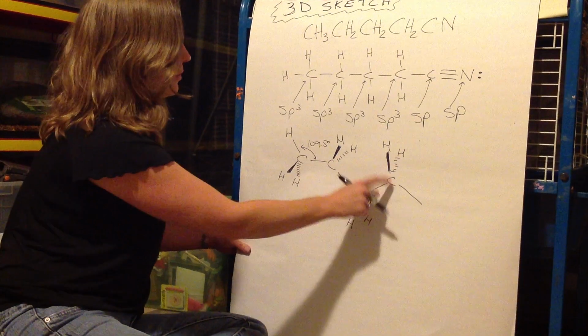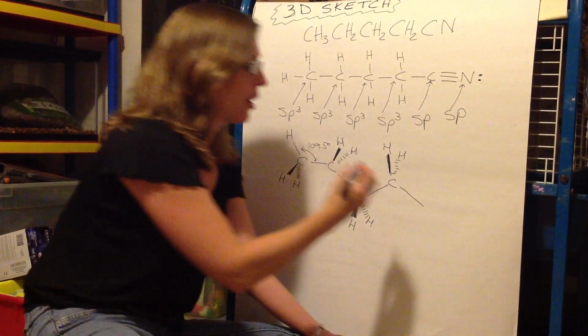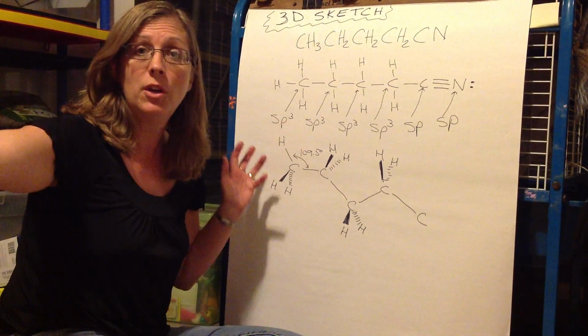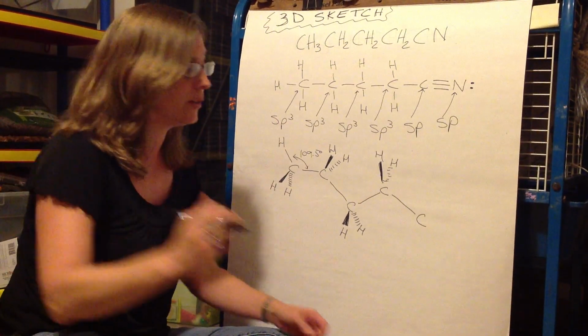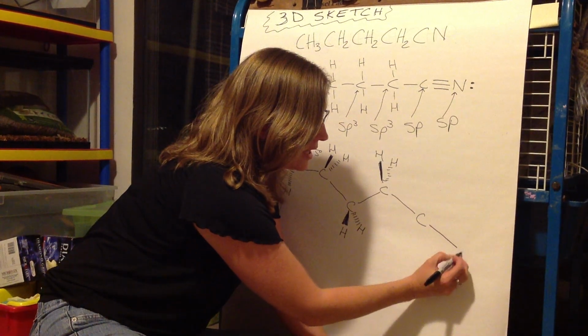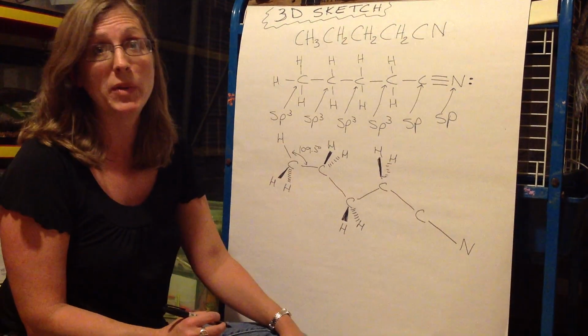Okay, 1, 2, 3, 4. And now we're ready for our sp hybridized carbon. And what is the geometry for sp? When you have two groups, we put them linear, 180 degrees. So here's the first bond. The second bond continues in that same direction. And the nitrogen is also sp hybridized.